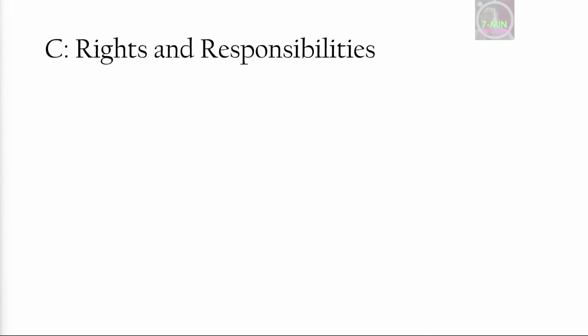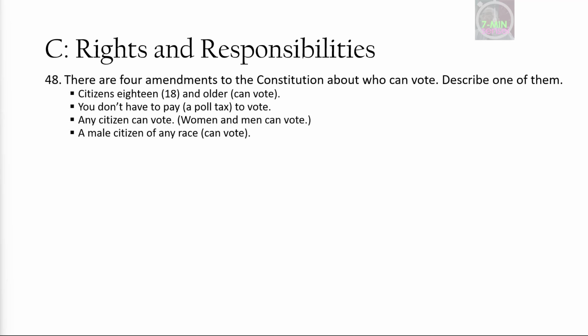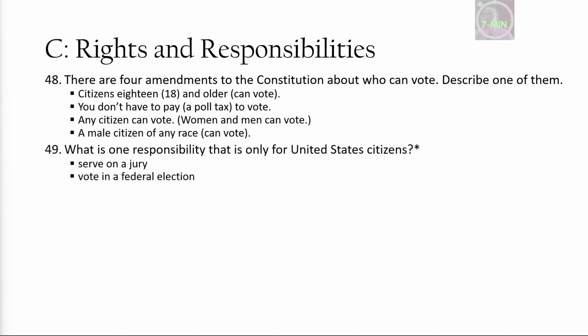C. Rights and responsibilities. There are 4 amendments to the Constitution about who can vote. Describe one of them. Citizens 18 and older can vote. You don't have to pay a poll tax to vote. Any citizen can vote. Women and men can vote. A male citizen of any race can vote.